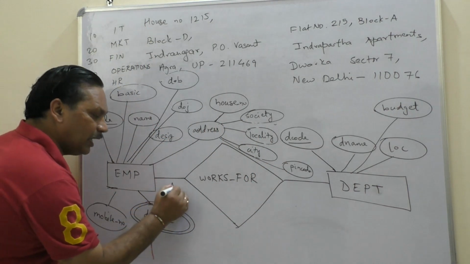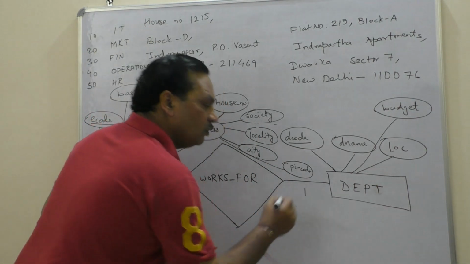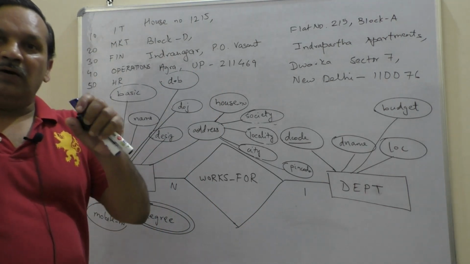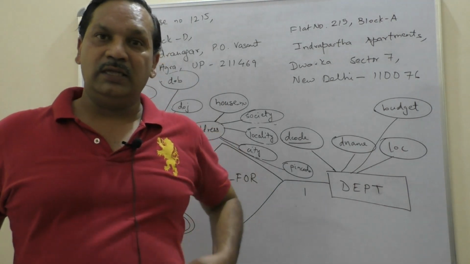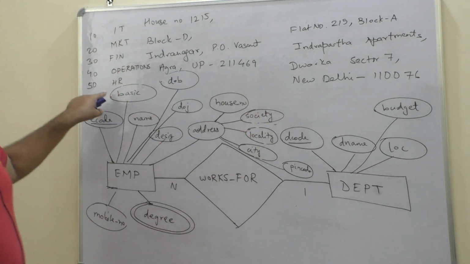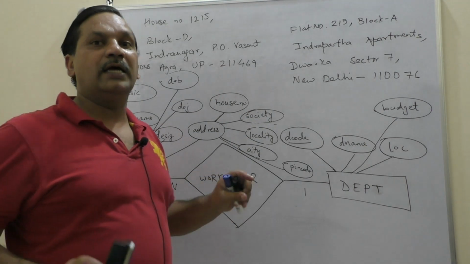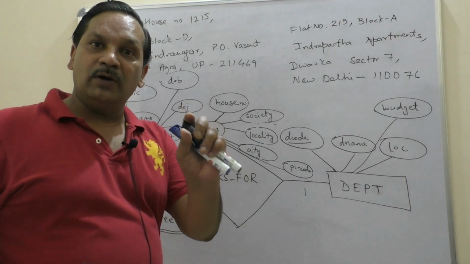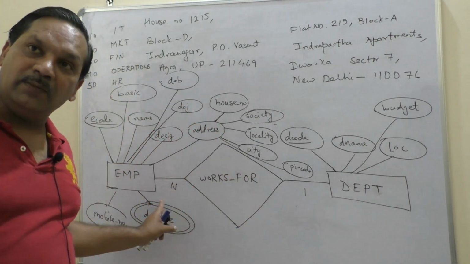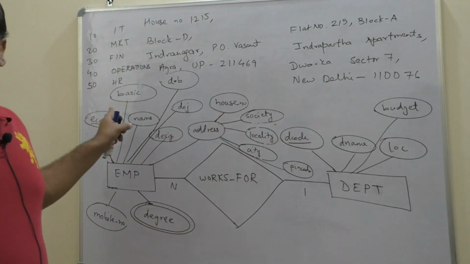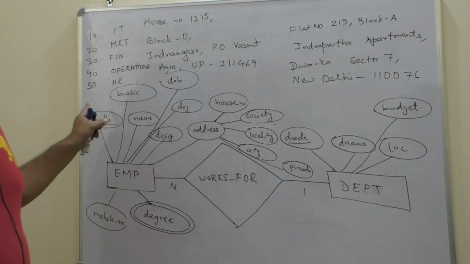So the ratio is what? N employees working for one department. Look, I repeat, suppose out of say 10,000 employees, there are 300 employees who are working in the HR department. So they are not three, they are 300 employees who are working in the HR department. So now N employees, that means 300 employees working in one HR department. HR department, what is the code? 50. Clear? Are you getting the point?